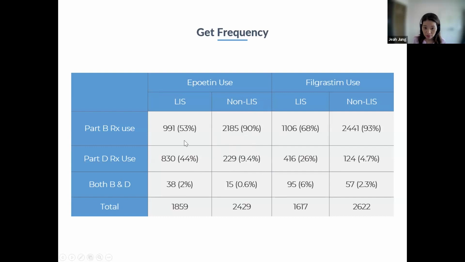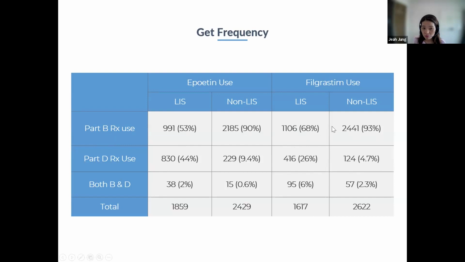It's pretty split, right? 53 versus 44%. And this one, I don't know. I don't think that this is a cost sharing effect. That this is more a preference effect. Which one is more convenient, or which one they like, right? What about filgrastim non-LIS? It's very similar. 93% of non-LIS use Part B, about 5% use Part D. LIS, it's a little bit more geared towards Part B. A little bit surprising if prices are the same. Some might actually prefer Part D.